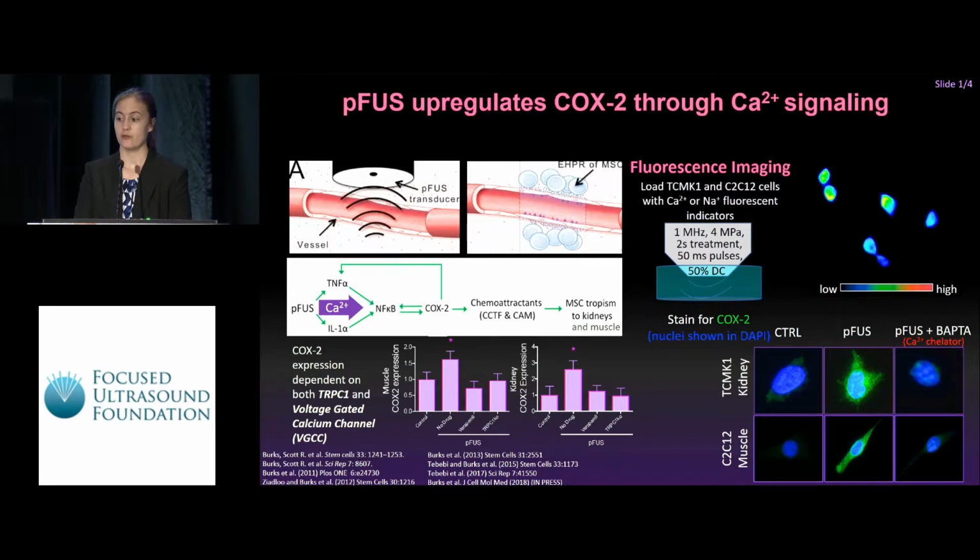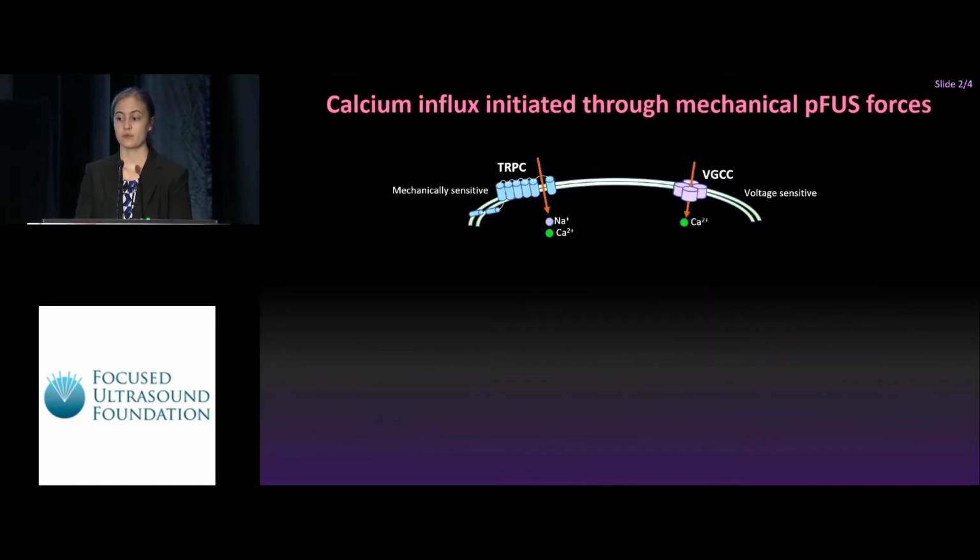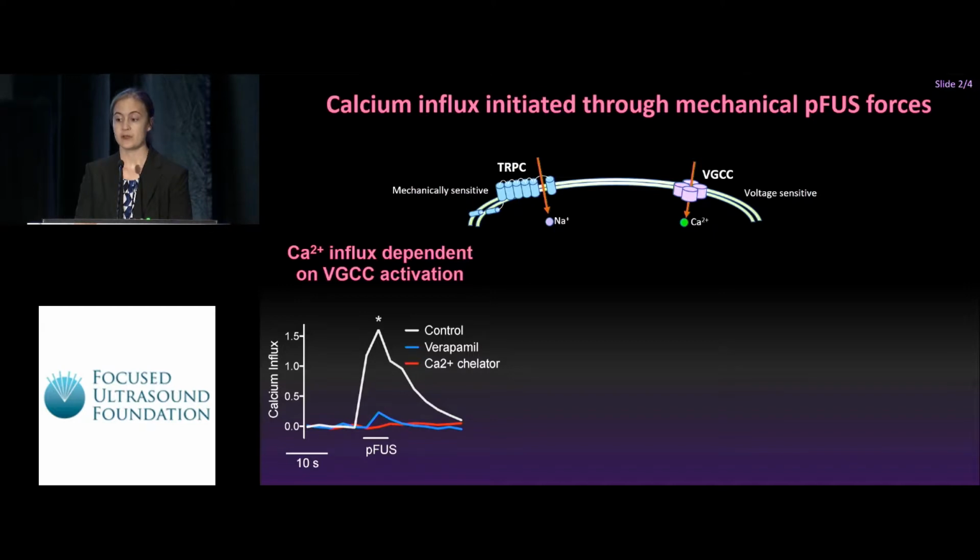We are then able to further determine this mechanism using in vitro live calcium or sodium imaging, and we were able to look at relative calcium and sodium influx in response to various drug and genetic manipulations. So what we end up finding is that calcium influx is dependent on voltage-gated calcium channel activation. By blocking the voltage-gated calcium channels using verapamil, we see a cessation in calcium influx, similar to what we see using an intracellular calcium chelator, BAPTA.